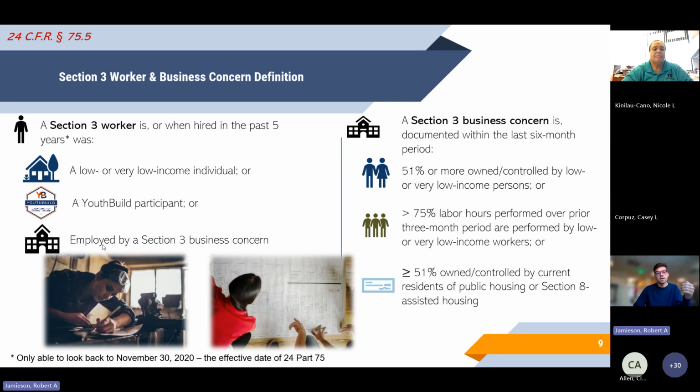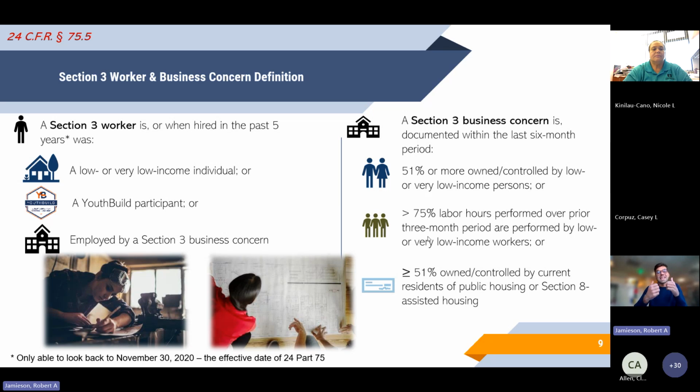Or employed by a Section 3 business, which leads into, well, what is a Section 3 business? This would be a business, typically a subcontractor. We rarely see large GCs meet this Section 3 business concern definition. But again, could be one of three things. It is majority owned and controlled by a Section 3 worker, a low or very low income person.